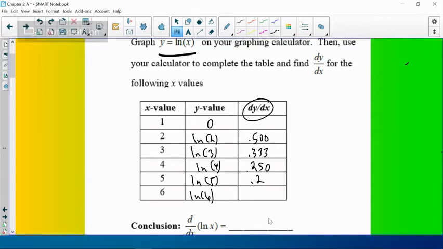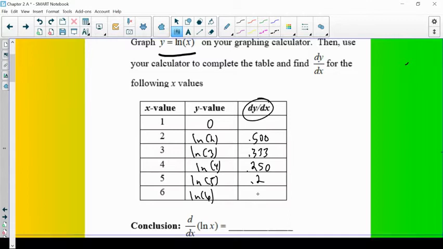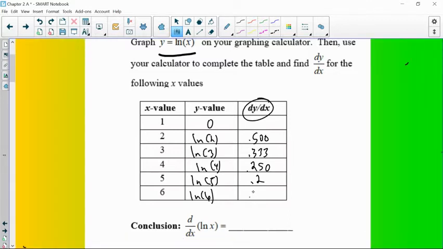If you're feeling that, yep, there we go. 0.16 repeating. That really, 0.5 is the same thing as 1/2. 0.3 repeating is the same thing as 1/3. 0.25 is the same thing as 1/4. 0.2 is the same thing as 1/5, and this would be the same thing as 1/6. In other words, the derivative of ln x is 1 over x. So that's pretty cool. Okay, so the derivative of the natural log function is 1 over x.